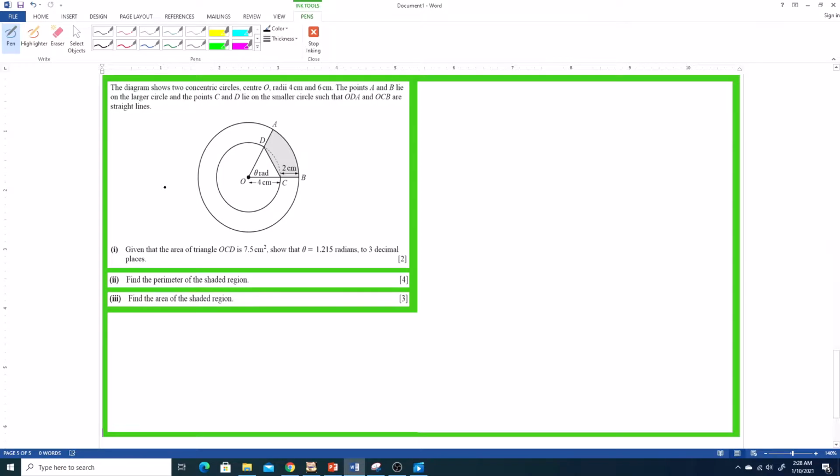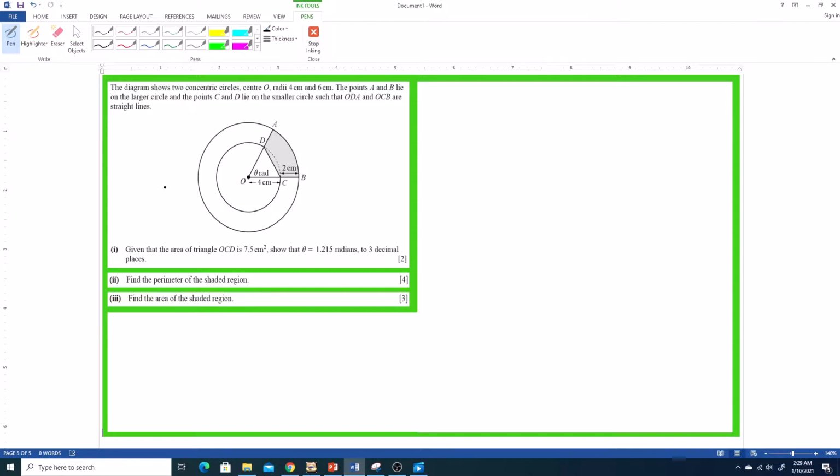The diagram shows two concentric circles, center O, radii 4 and 6. The points A and B lie on the larger circle and the points C and D lie on the smaller circle, such that ODA and OCB are straight lines. Given that the area of the triangle OCD is 7.5 centimeters squared, show that theta equals 1.215 radians to 3 decimal places.